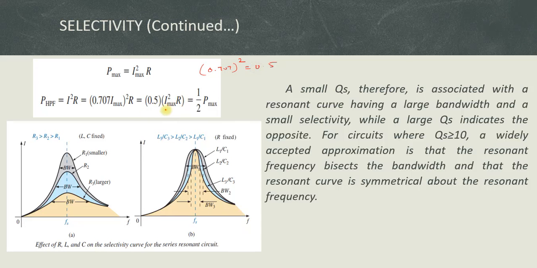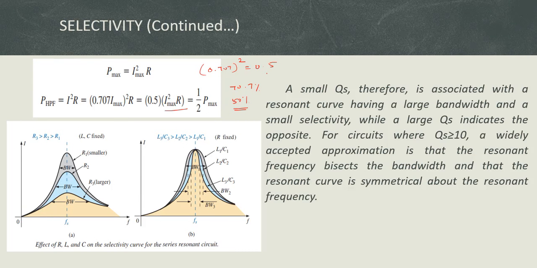Here it is I square max R, which is equal to P max, and if I square this value of 0.707, I get the value of 0.5. So 70.7% of the maximum current will give 50% of the maximum power transferred to the circuit.